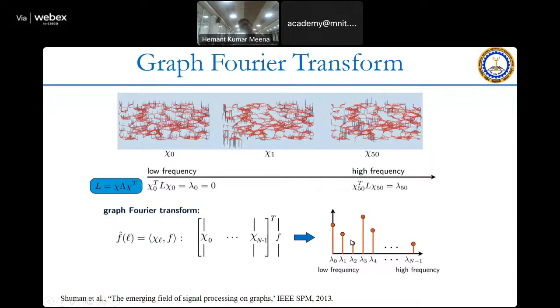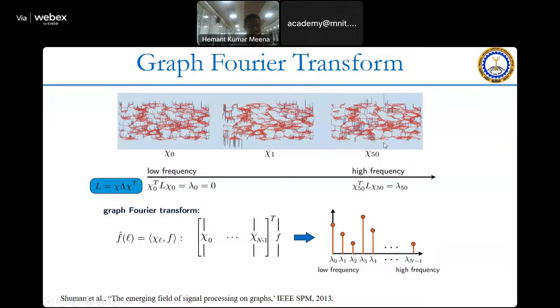See, once we have defined the frequency concept, once we have defined the basis, then we are able to find out the transform. What is the transform here? Here we are talking about the graph Fourier transform. What are we seeing in this figure?